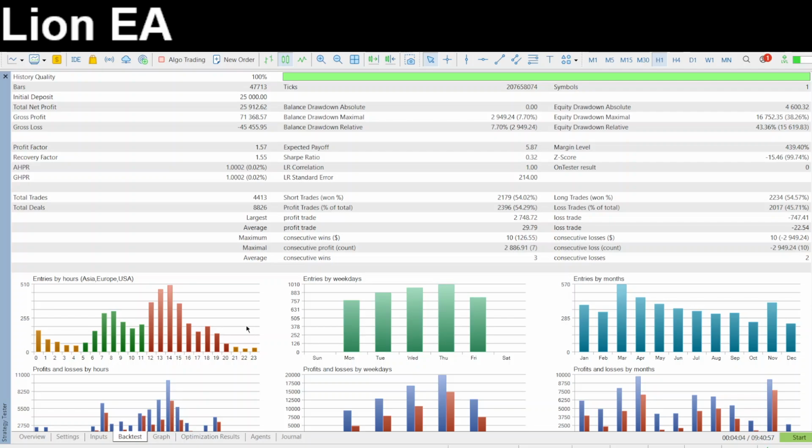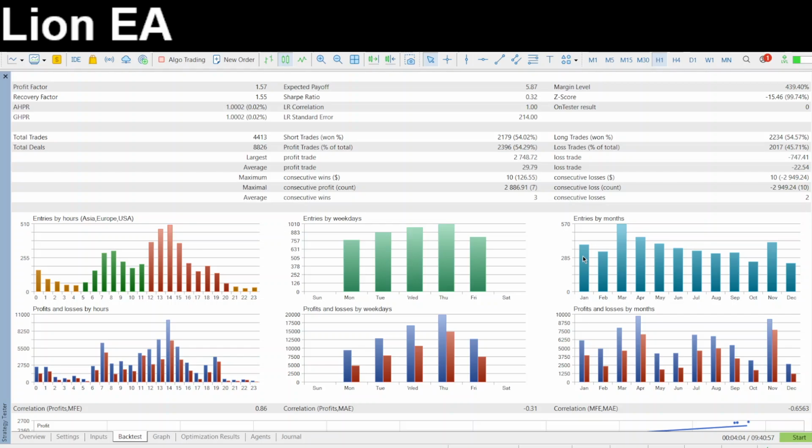I don't have the percentages on the monthly returns, but let's see. Profits and losses.